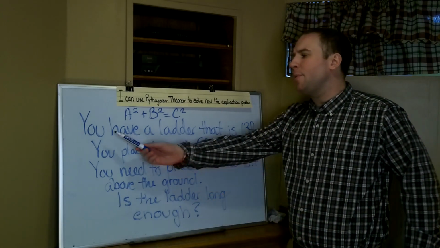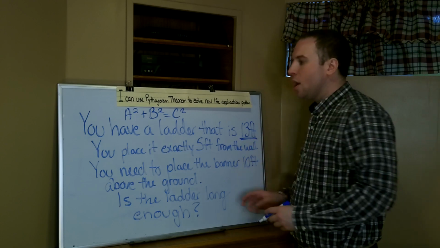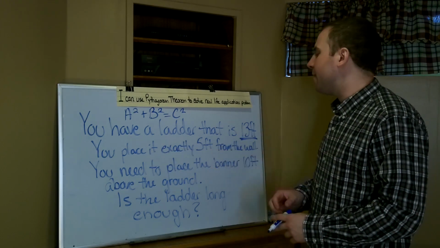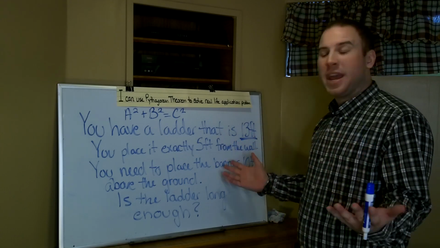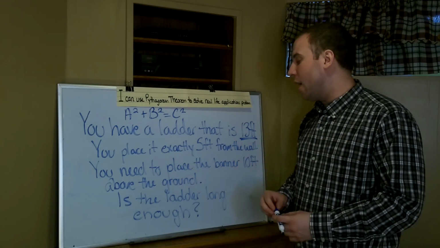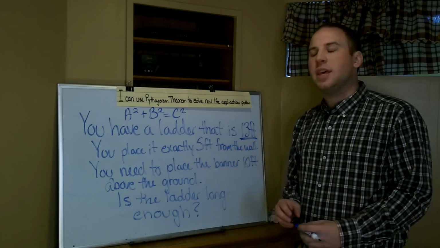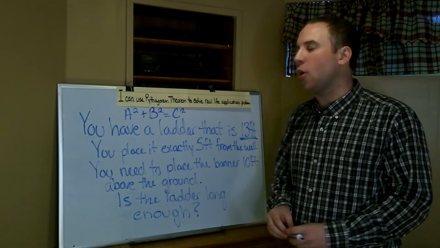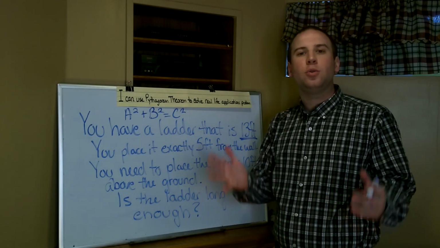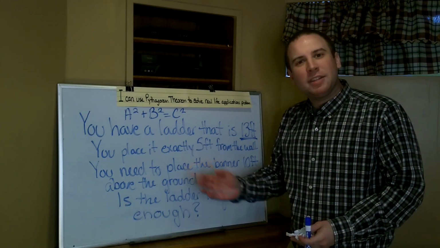Let's say, for example, that you have a ladder that is 13 feet. You place it exactly 5 feet from the wall. You need to place the banner, so let's say we have a banner that is 10 feet above the ground. Is the ladder long enough? So, in doing this, what we can create here is an application problem that requires us to use Pythagorean Theorem. So, I'll give you a minute to have this copied.